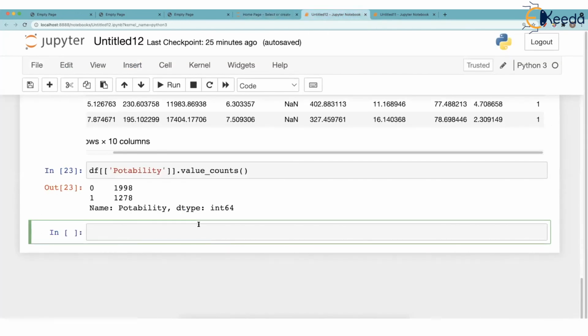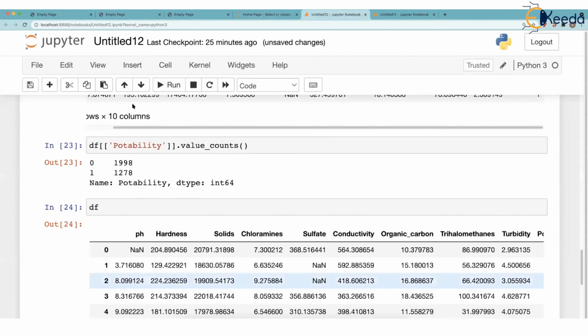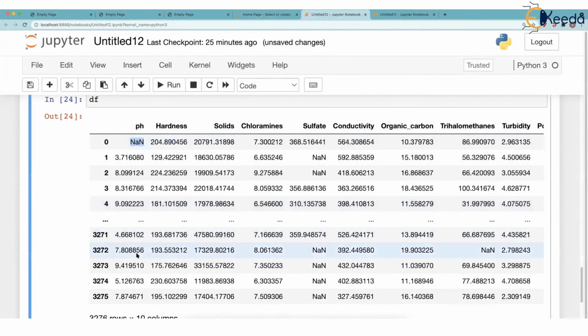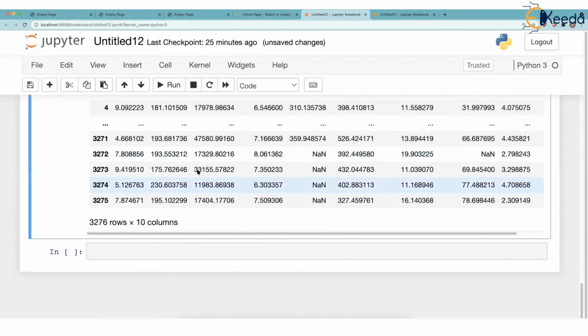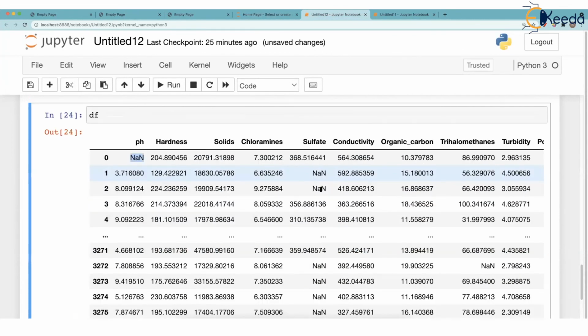Look, I'll show this data frame again. Just check this. Many rows have null values. You already know that. Many rows have null values. Okay. Now these null values are going to contribute nothing.